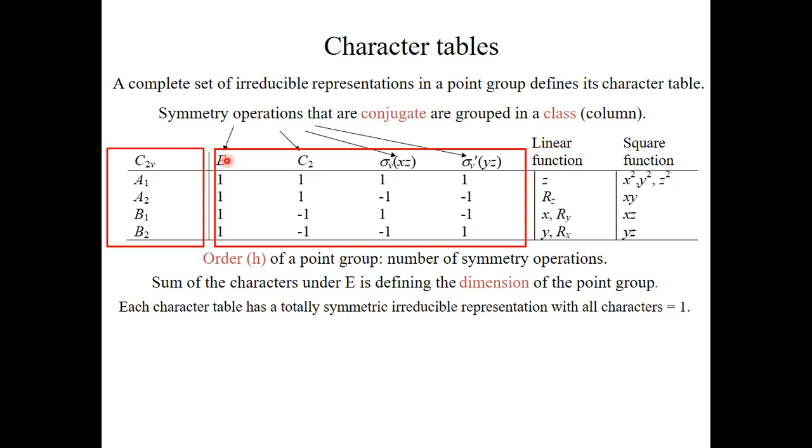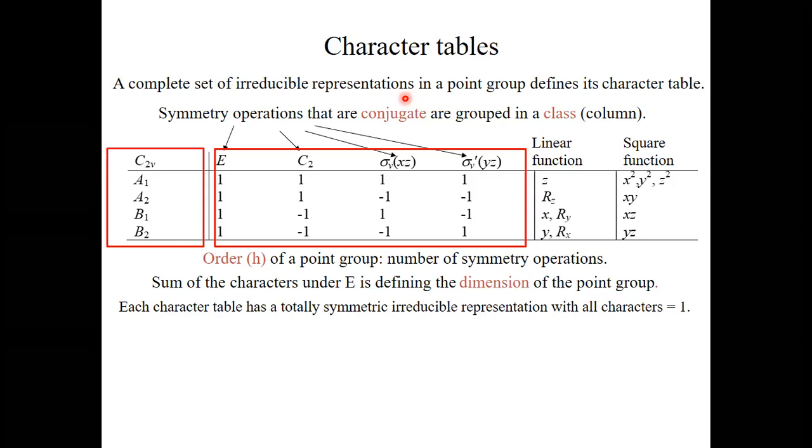So in the case of the point group C2v, all the different symmetry operations are in their own class. That means that none of the four symmetry operations are conjugate relative to each other. We have previously already qualitatively said that conjugate symmetry operations perform analogously. Here we get a more precise definition of what conjugate means.